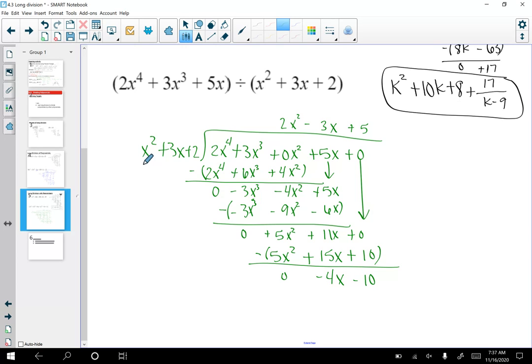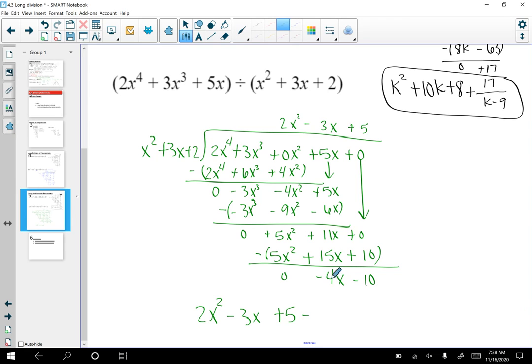All right, so here my leading coefficient is 2x squared, and we're left with negative 4x, and we can't do anything there, so this is our remainder. Once we see that the degree here is less than our divisor's degree, then we know we have to stop. So our answer here, we have 2x squared minus 3x plus 5, and then this is our remainder. Remember, we put our remainder over our divisor here.